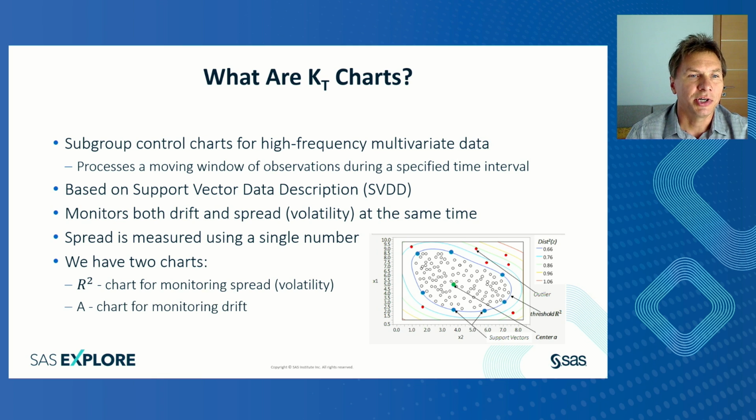What is KT chart monitoring? As I already mentioned, it is a subgroup control chart for high-frequency multivariate data. It processes a moving window of observations during a specified time period. It is based on a support vector data description, or SVDD.